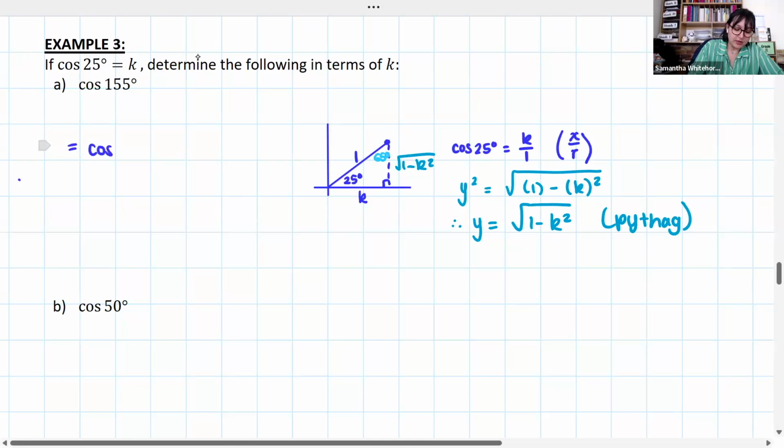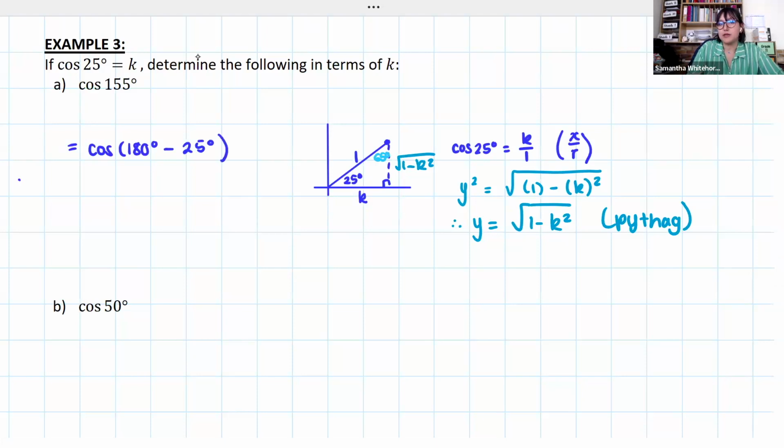So if we say cos of 180 minus 25, 180 minus 25 is 155. So we can apply a reduction. 180 minus is quadrant 2, cos is negative in quadrant 2, so we're looking at negative cos 25 degrees. And now because you already know what positive cos 25 is, negative cos 25 is negative k. And this is what we're saying in terms of k. So cos of 155 is negative k. Nice and easy, nothing stressful. It's pretty much the same thing as what we're doing already. It's just now with a letter.